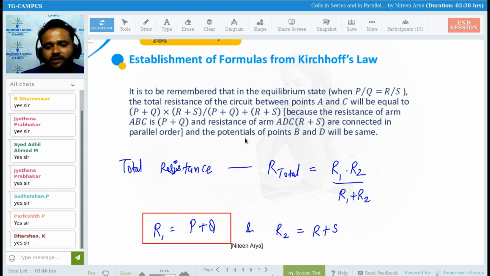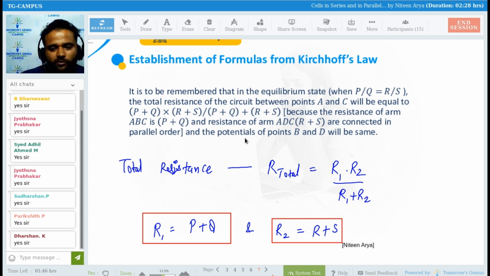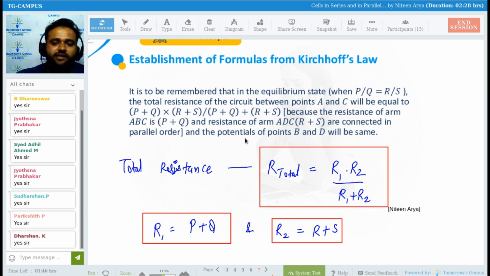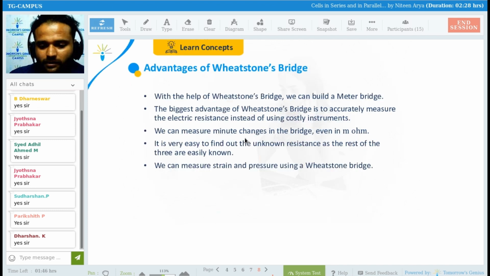Whatever is written down, I just write in formula form. This is very simple. At the balanced Wheatstone condition, automatically the mid resistance is going to be neglected, and when it is neglected, P and Q are in series. Similarly, R and S are in series, and both are in parallel. So the total resistance is this.